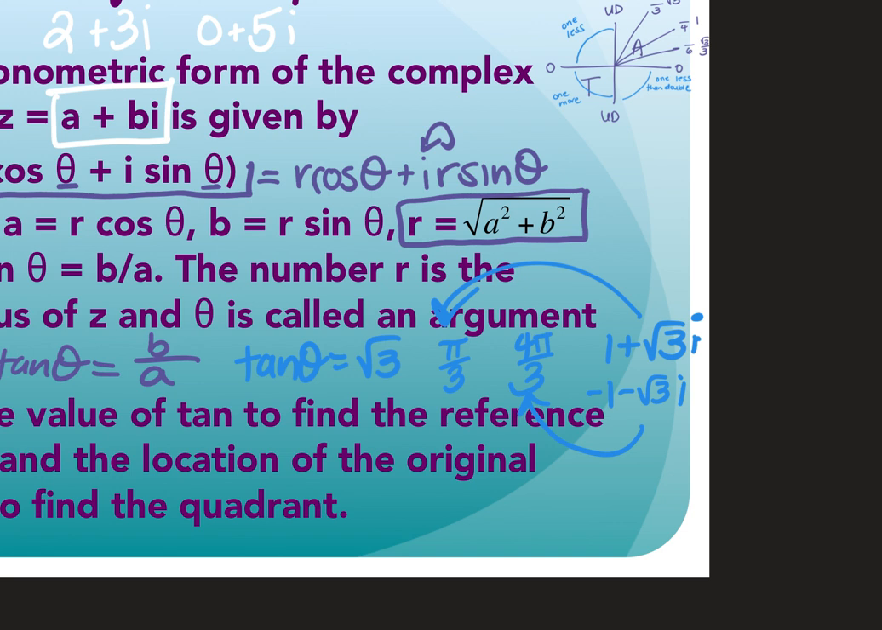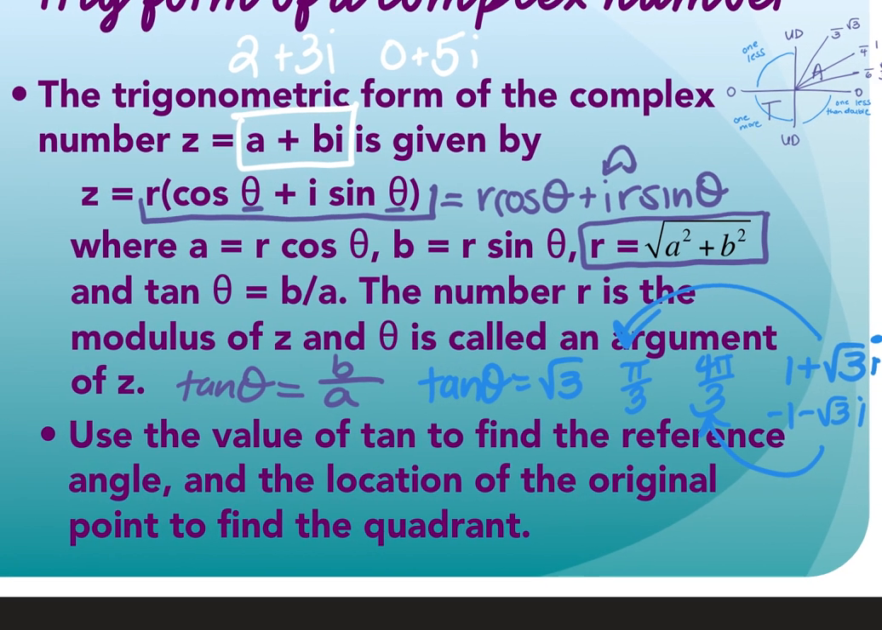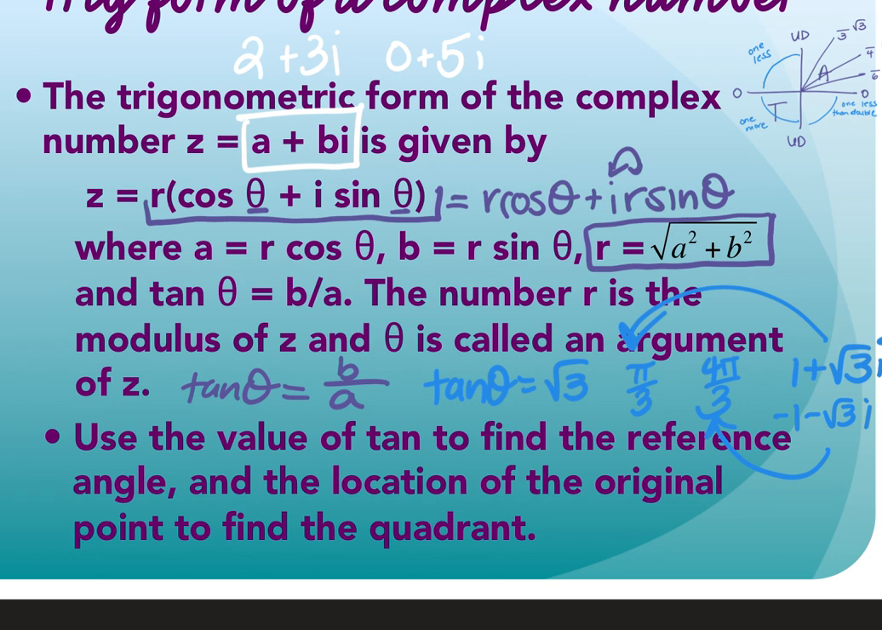So the very first thing you want to do is figure out what quadrant your point is in. And then from there, you'll know which one to pick, okay? Because it is not that there are two that are right. Only one of them is right. So my whole explanation there is what that bottom bullet point says. Use the value of tan to find the reference angle, and then the location of the original point to find the quadrant.